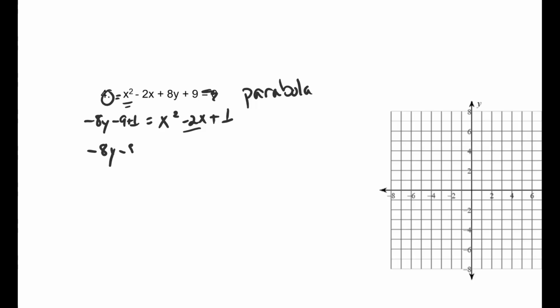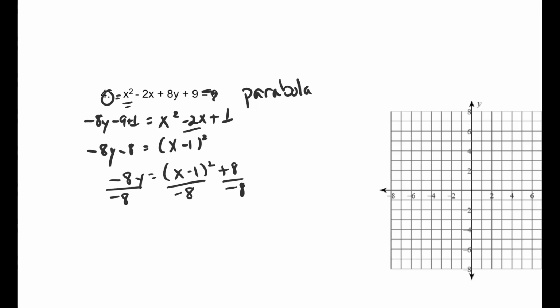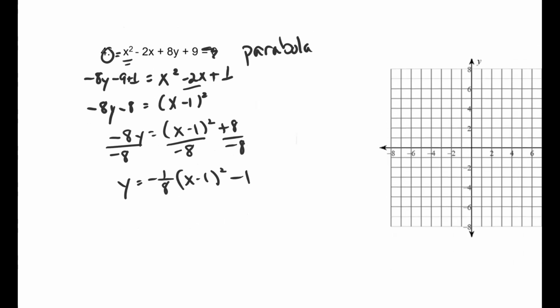All right, so negative 8 equals the quantity x minus 1 squared. Then go ahead and add 8 to both sides. So we get the quantity x minus 1 squared plus 8. And then you have to get y by itself, so I can divide everything by a negative 8. So what does that really give us? Well, that gives us y equals negative 1/8 times the quantity x minus 1 squared minus 1. So this is a parabola.